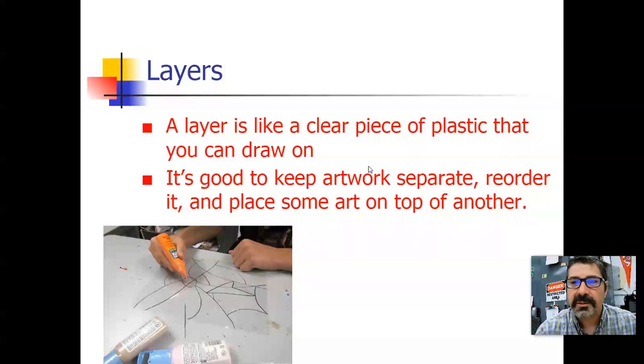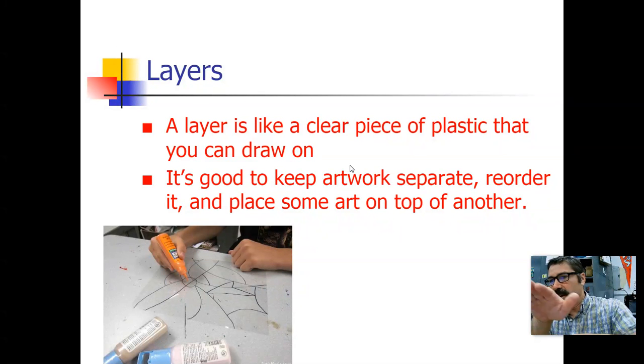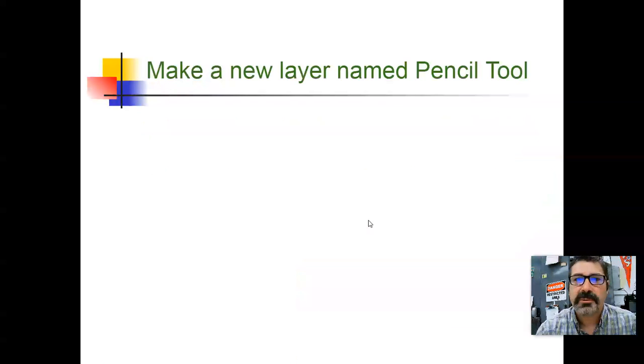Just understand it and write this in your own words. It's good to keep artwork separate. Oh, that's the other thing you can do, you can reorder it. Like one thing's covering the other thing. So you put other things on top. So you can reorder stuff too. That's what a layer is like.